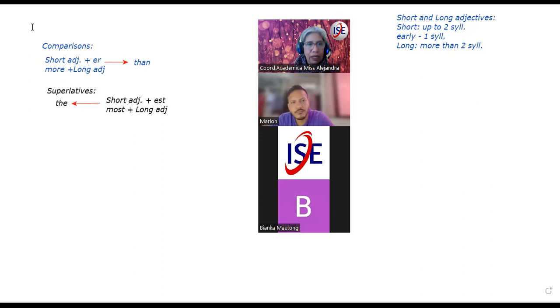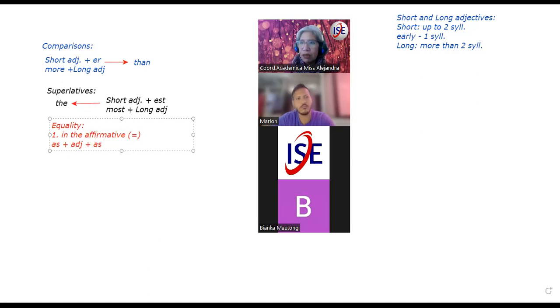And finally, we have what is called the equality. In the affirmative, it is equality, meaning that one person or one object or a group of people or a group of objects are at the same level. And we use as plus the adjective plus as. For example, Peter is as tall as his father. His father and Peter have the same height.